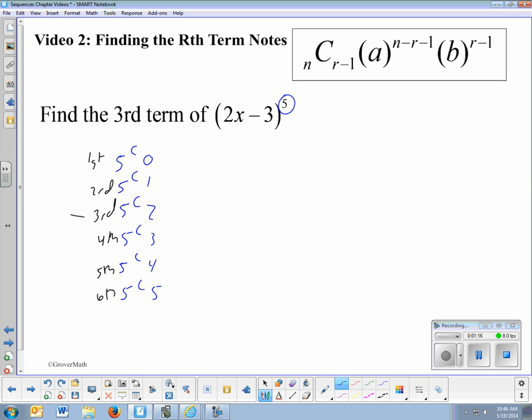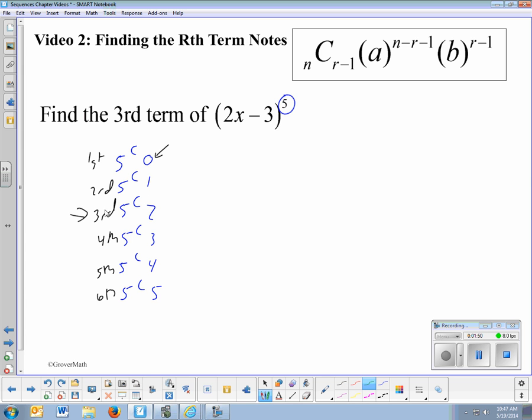I just want to point out why this says nCr minus 1. If we want the third term, it's going to be 5C2. It's not going to be 5C3, because remember you start at 0. So 0 is your first term, 1 is your second term, 2 is your third term, and so on. If I want, say, the 7th term, it's going to be some number C6, one less than that, because I'm starting at 0. So that's the first thing to point out.